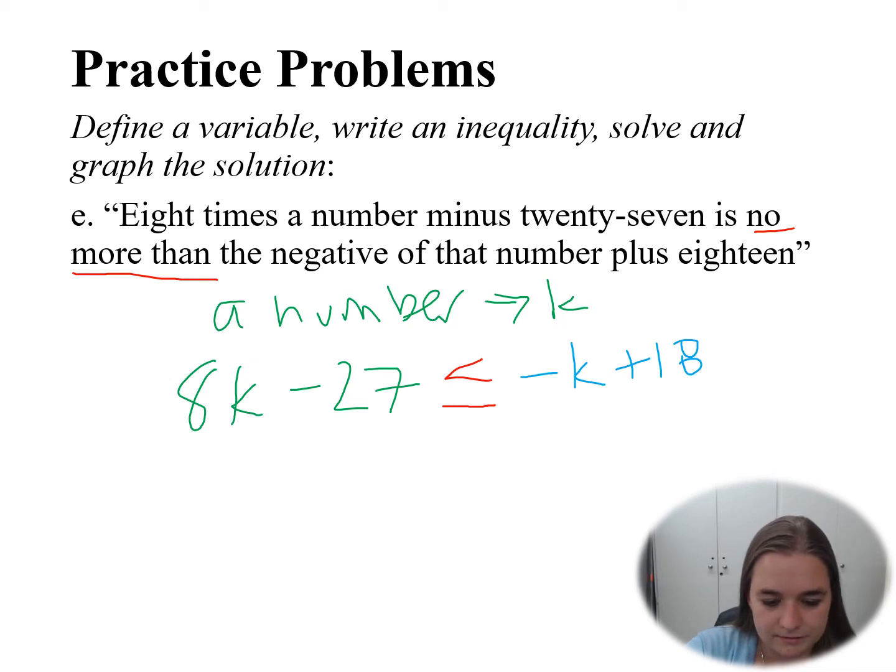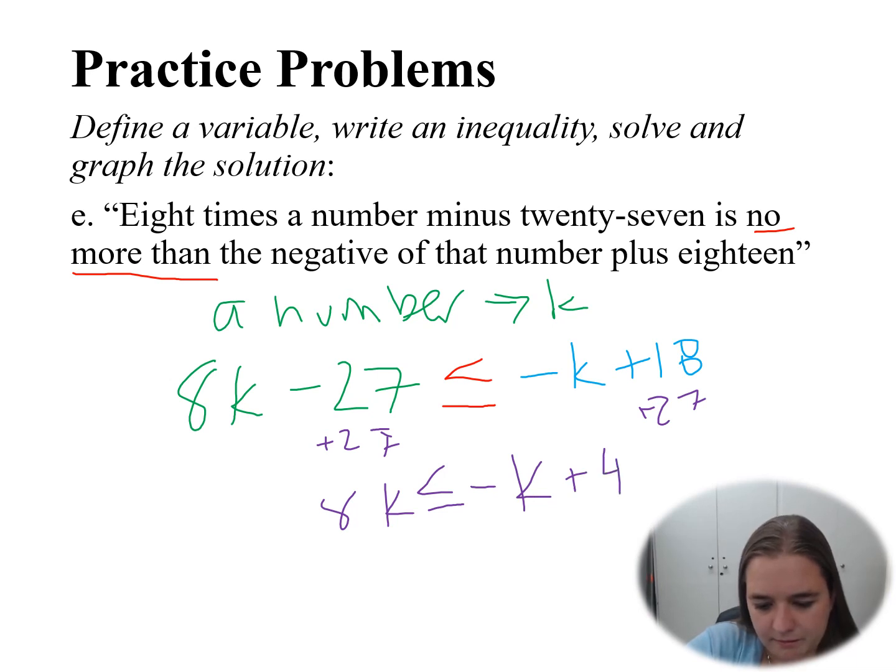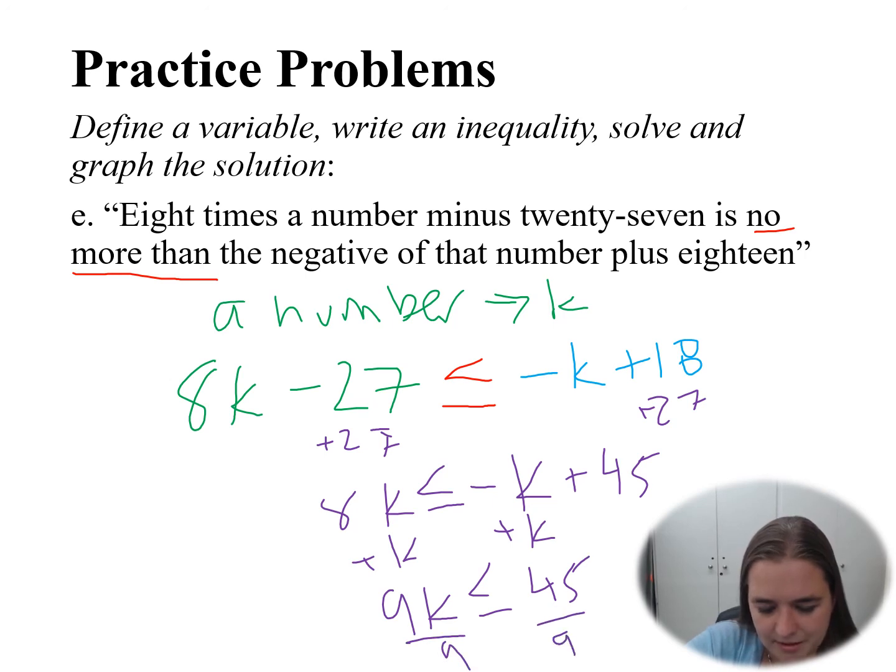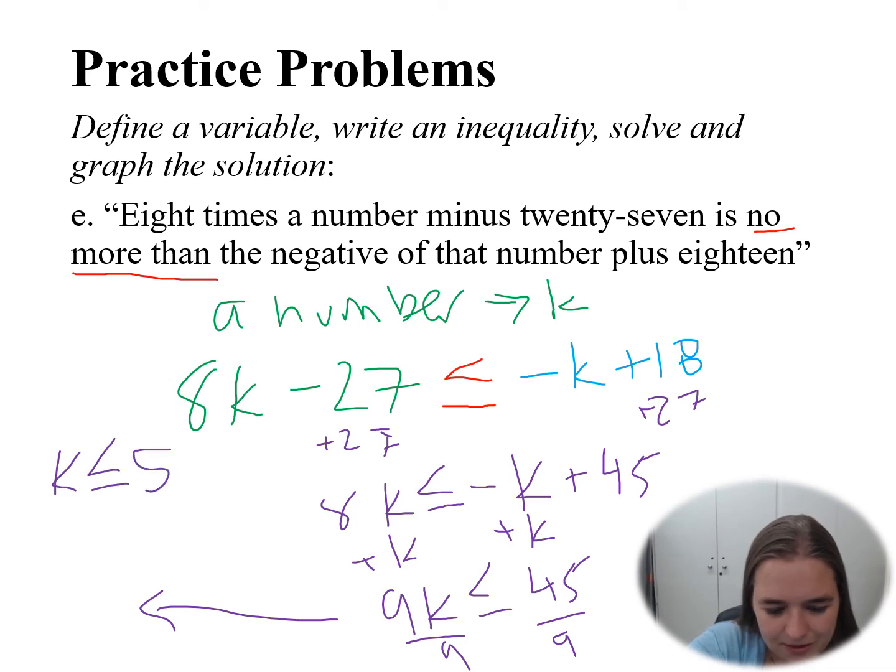Well, now I need to solve it and graph my solution. To solve it, first thing I need to do is add 27 to both sides, and I get 8k is less than or equal to negative k plus 45. Well, I'm going to move my k's over to the same side, and I get 9k is less than or equal to 45. Last step, I'm going to divide both sides by 9, and I get k. Oh, let's scooch. My head's in the way. We're going to scooch over this way. I get k is less than or equal to 5.